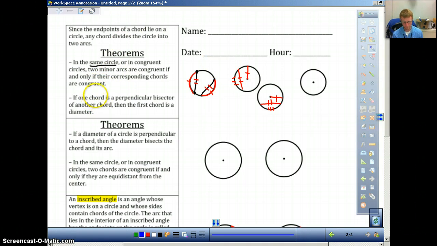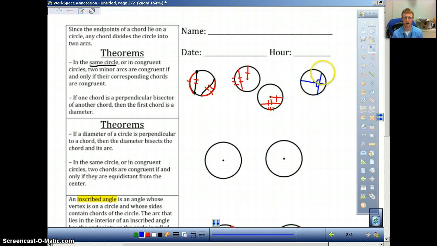The second theorem, which is again a pretty basic theorem, says if one chord is a perpendicular bisector. So I'm going to draw a chord. Then it says if one chord is a perpendicular bisector of another chord, then the first chord is the diameter. In other words, if I have this chord right here and I draw another chord that is going to be perpendicular, and again it may not look like it, but it's close enough. Perpendicular, remember, means right angle.